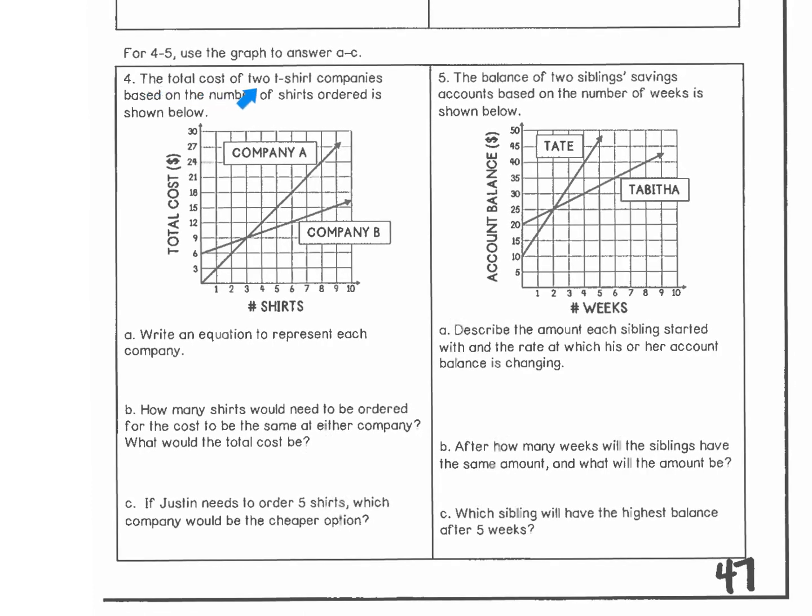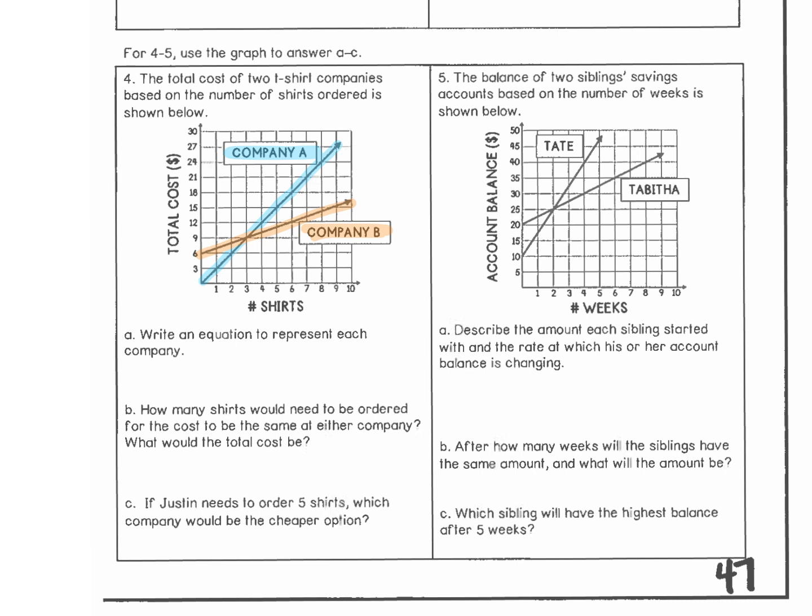Number 4 says the total cost of 2 t-shirt companies based on the number of shirts ordered is shown below. We have company A. I'm going to use a highlighter. Remember, that's the thing sometimes kids get messed up on, is they get the wrong line. They do all the work and say it's the wrong company. Then company B, I'm going to highlight that line. So they both are positive. One is more steep than the other.